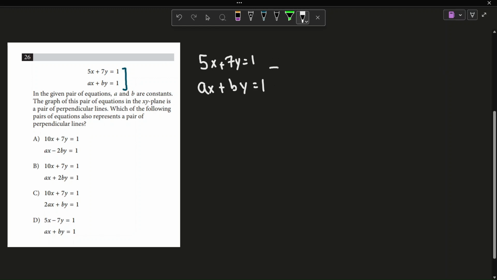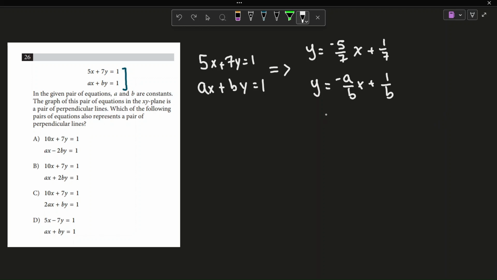Now let's go ahead and convert both of these equations to standard form. That's going to get us y is equal to negative 5 over 7 x plus 1 over 7. And when we convert the bottom one, that's going to get us y is equal to negative a over b x plus 1 over b. Since these two lines are perpendicular, we can equate negative a over b to 7 over 5. That means a is equal to negative 7 and b is equal to 5.